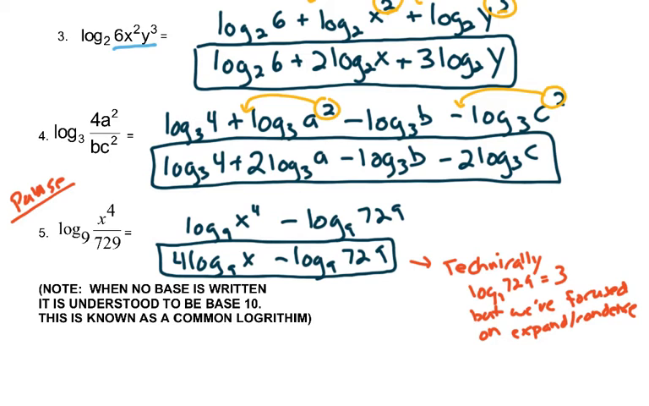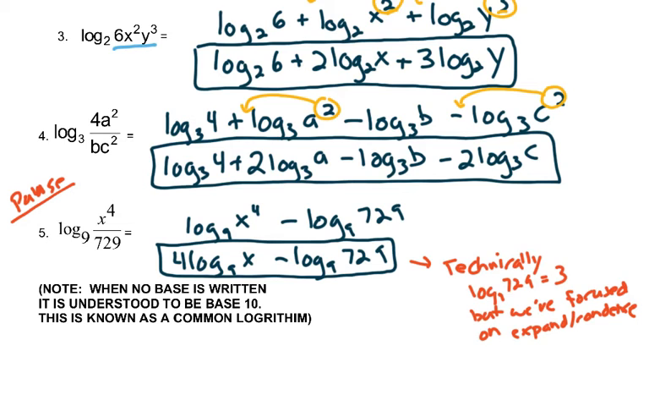All right, check your answers. You should end up with 4 log base 9 of x minus the log base 9 of 729 as your answer. Now, technically, log base 9 of 729 equals 3. So technically, this would be a minus 3, but we're really just focusing on expanding and condensing them. So for the purposes of this notes and this assignment, this is how we would write this.